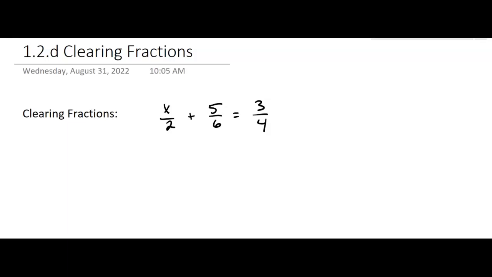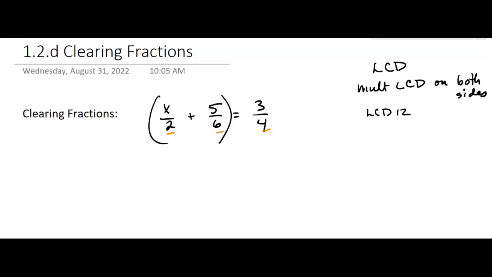Clear the fractions. And you do that by finding the LCD, least common denominator, and you multiply the LCD on both sides. Okay? So in my little example here, if I look at the denominators, the 2, the 6, and the 4, and I think of the smallest number that they'll go into, my LCD is 12. So what I'm going to do is multiply this side by 12, and multiply this side by 12. And 12 is not 0, so I'm okay to do this.